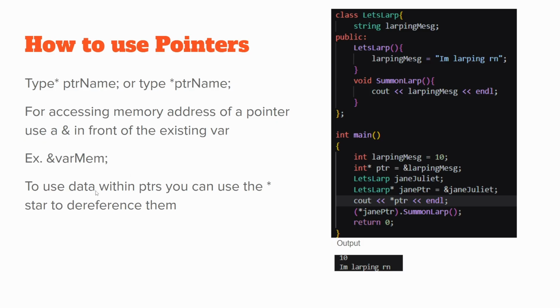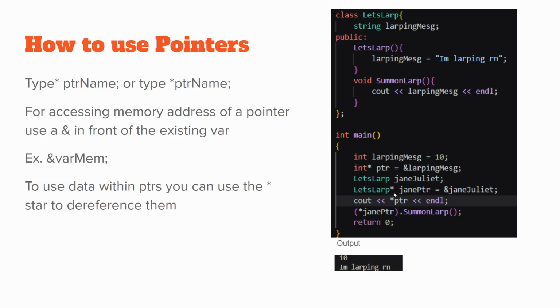To use data within your pointers, you can use the asterisk against the variable name so that you can dereference them. For example, I've declared a custom class right here with a constructor and also a function. And in my int main, I declare 2 sets of variables and pointers. One is for an integer, and one is for the class itself.